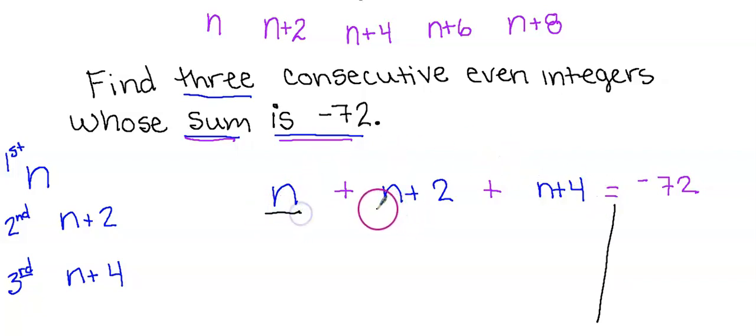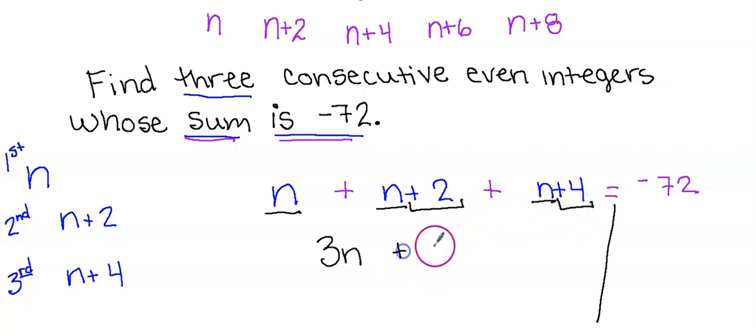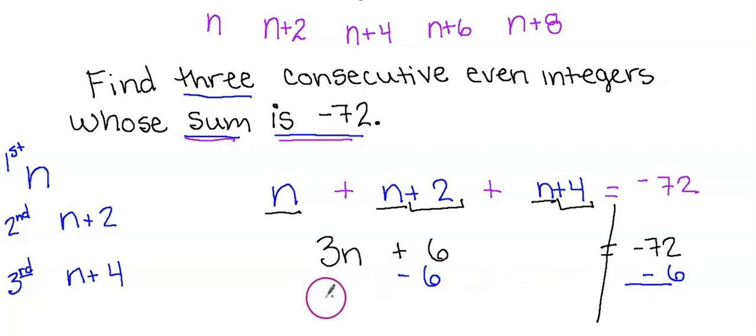I have 3 n's, and I have a positive 2 and a positive 4. 2 and 4 is 6. So 3n plus 6 equals negative 72. Now I need to solve. Keep my letters on the left of that equal sign, get all my non-letters on the right of the equal sign. That means I'm going to get rid of 6. Whatever I do to one side, I do to the other under the like term.